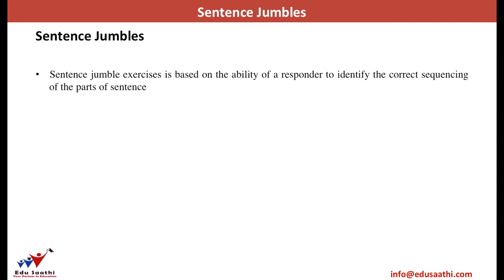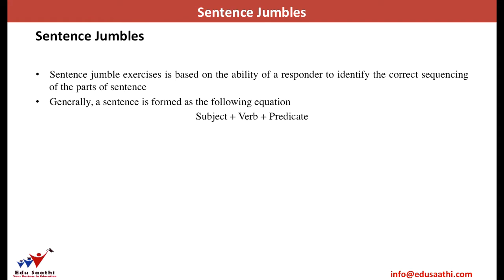So, sentence jumble exercise is based basically on the ability of the responder to identify the correct sequencing of the parts, like what comes first and what comes afterwards. For that, we must understand that there is a specific rule that is followed to form a sentence. Generally, whenever we make a sentence, we form it in this form that we first keep the subject, that is the person or the thing that is doing something.